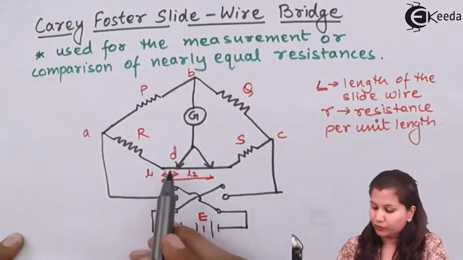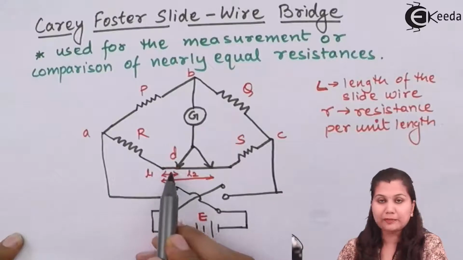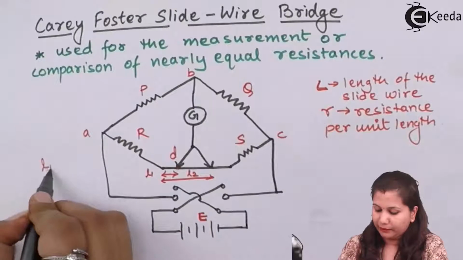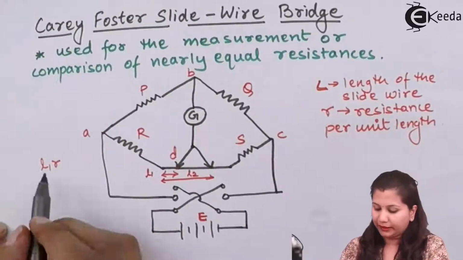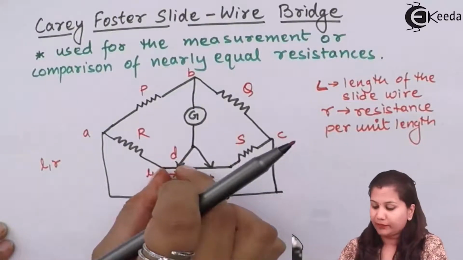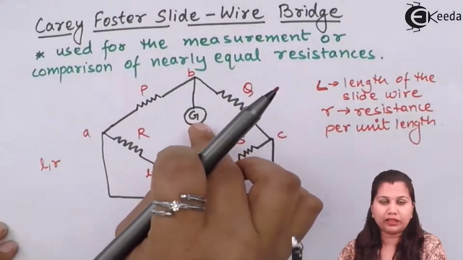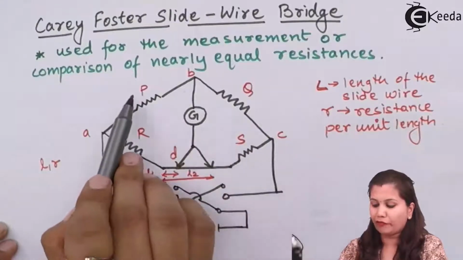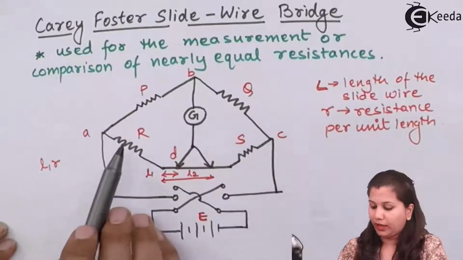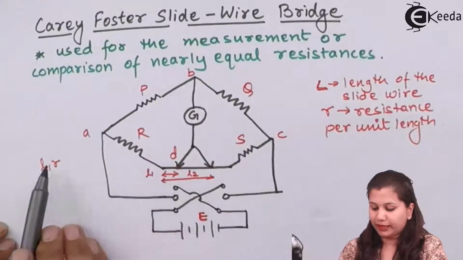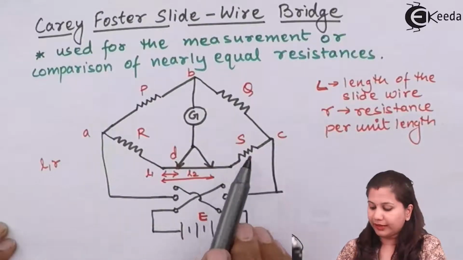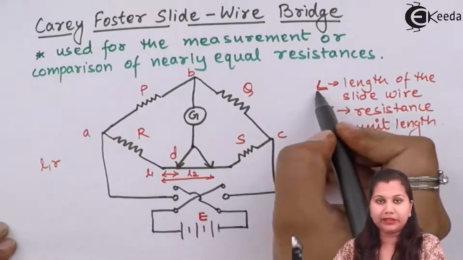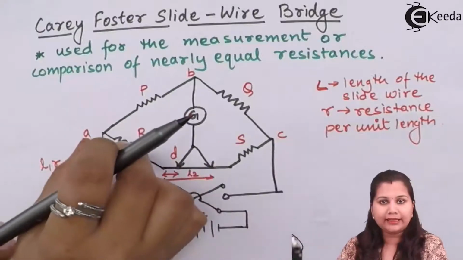Okay, so if we want to find out the resistance of this part which is having the length L1, it will be L1 multiplied with R. That will be the resistance of this part. Now when we have seen the galvanometer, we have got the null deflection. It means that the ratio of P by Q equals R plus this much part, that is L1R, and here S.